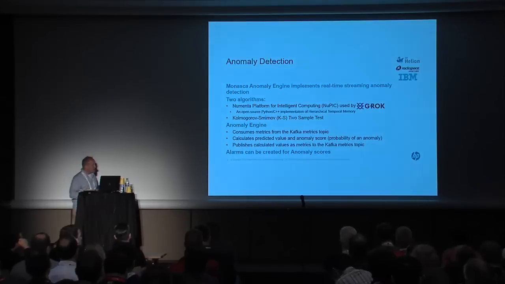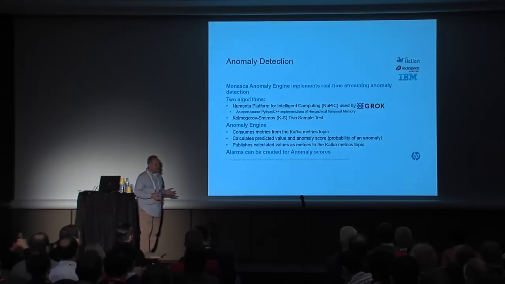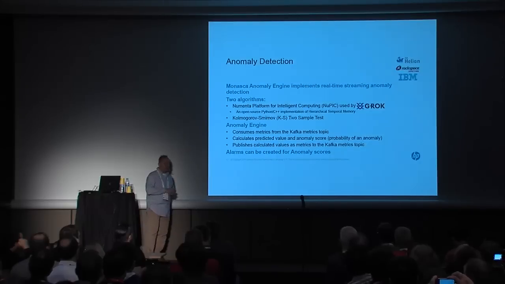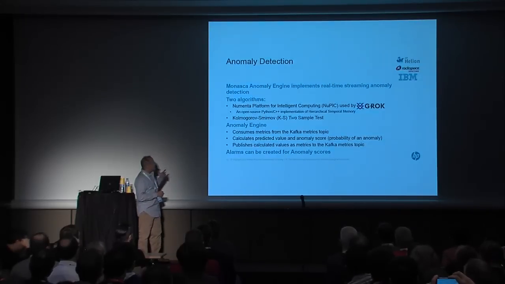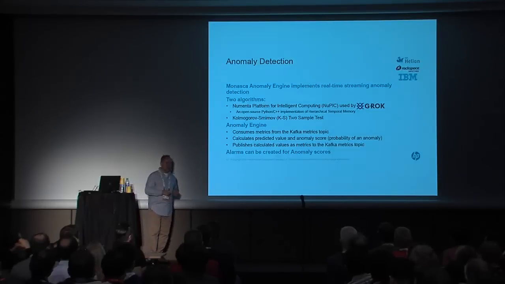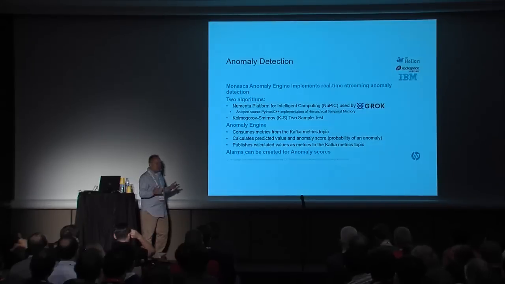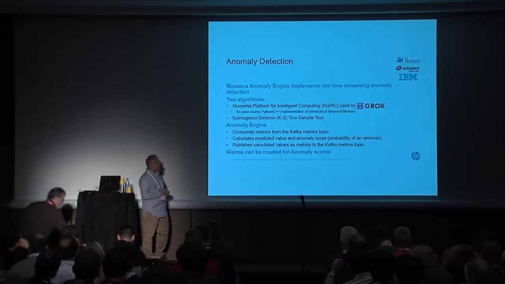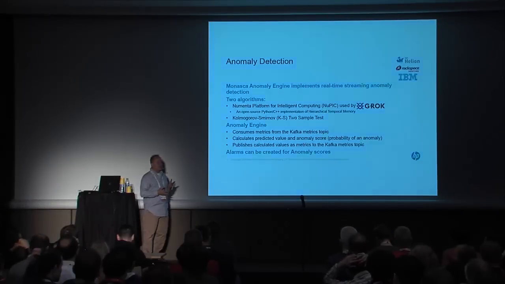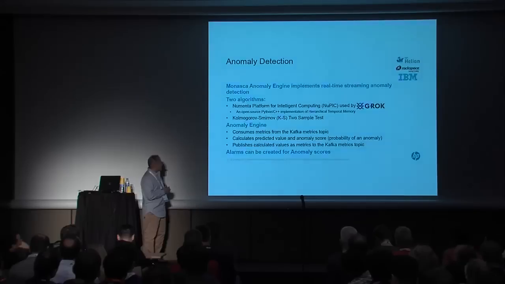Okay, so we support two algorithms. There's an algorithm from a company called Numenta. They've been around 10 years. Jeff Hawkins, I believe his name, the inventor of the Palm Pilot, of all things, started up this company a while ago. He's been in this area for several years. They actually have a service called Grok out there. It works with AWS today. They've made their algorithms completely open source. So whatever they're using on Grok, I'm using today within this Monasca anomaly engine. And that would be under the area of a neural computing type algorithm. The other test I'm doing is Kolmogorov-Smirnov. Sounds like a drink that I had last night.